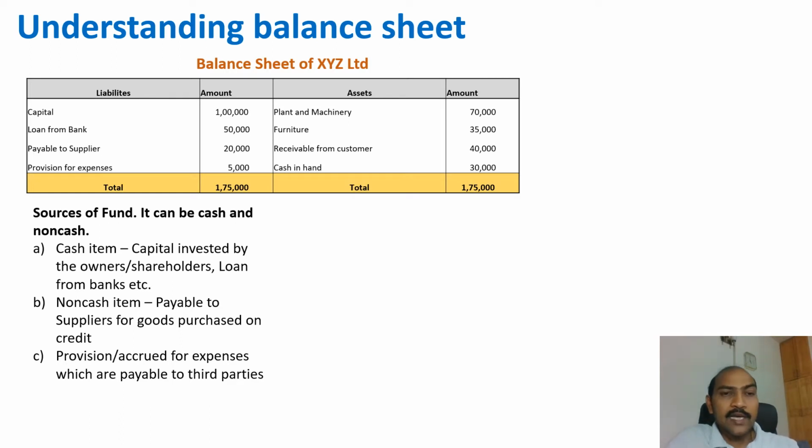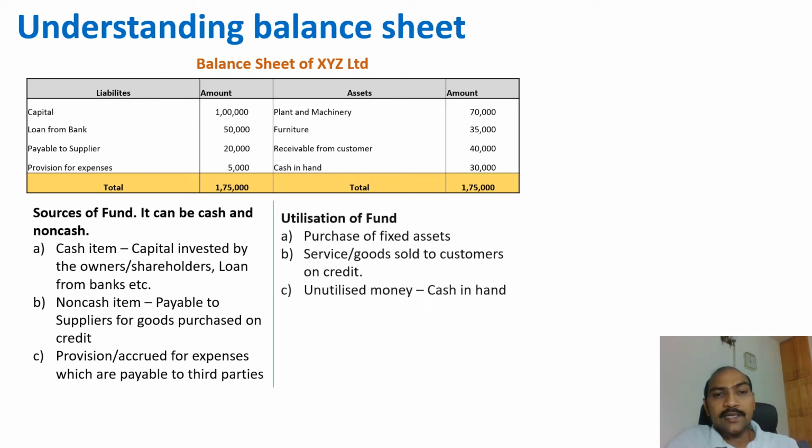Spending can be on expenses or on assets. Cash items can be capital invested by the owner or a loan from the bank. Non-cash items can be payable to suppliers for goods purchased on credit. If you have received any goods on credit, the liability you have to pay to the supplier will be reflected there. There can also be items like provision or outstanding expenses, where you have not paid by cash, but the expense belongs to that particular month or year. You need to accrue it.